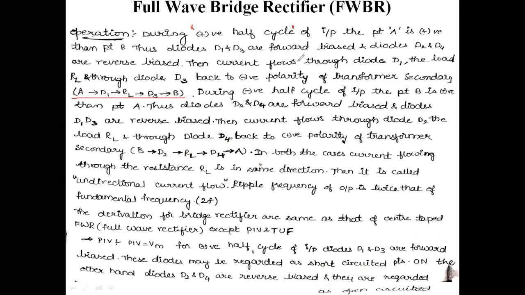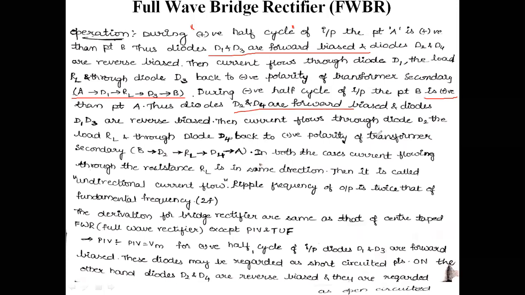Diodes D1 and D3 are forward biased and the remaining two diodes are in reverse bias condition. During the negative half cycle of the input, point B is more positive than point A. Thus diodes D2 and D4 are in forward bias condition, and diodes D1 and D3 are in reverse bias condition.